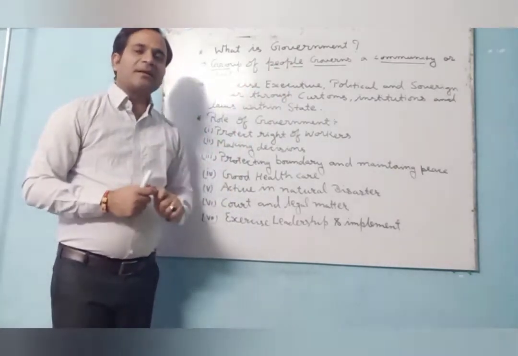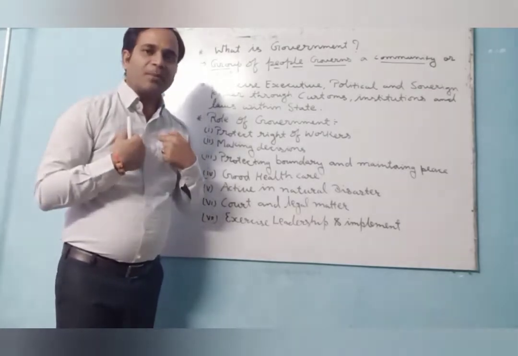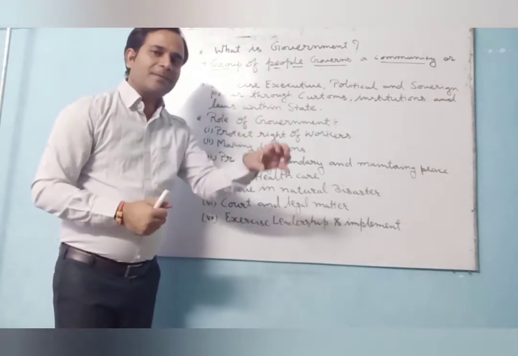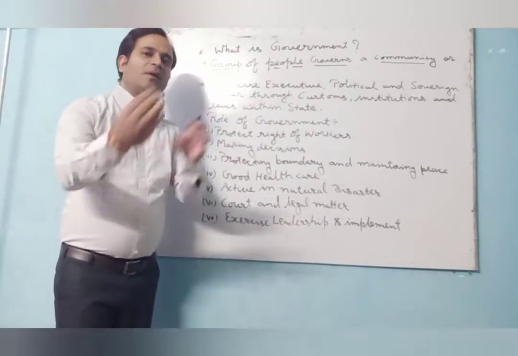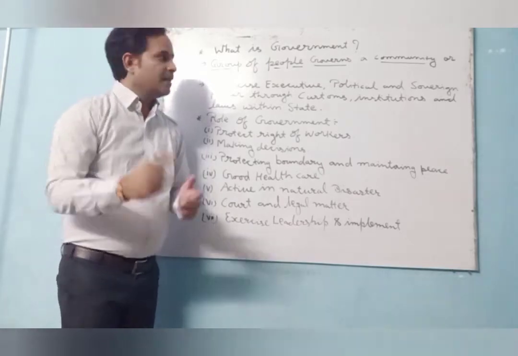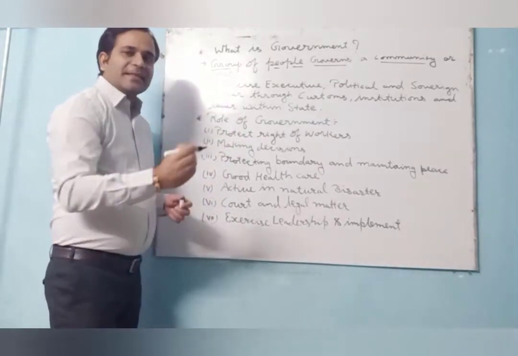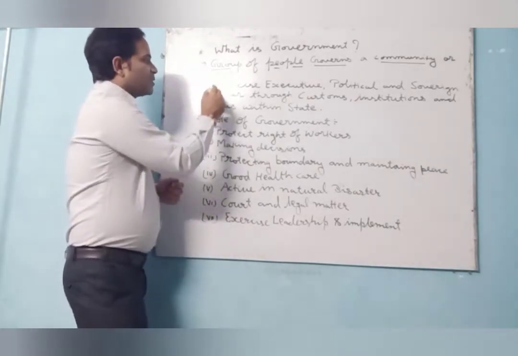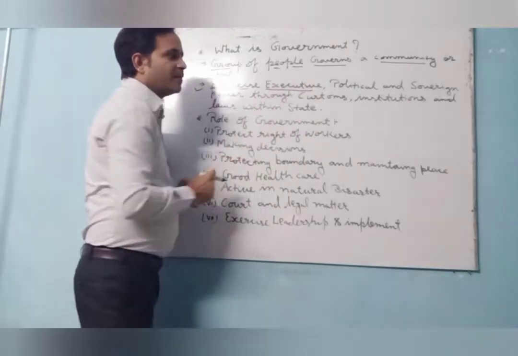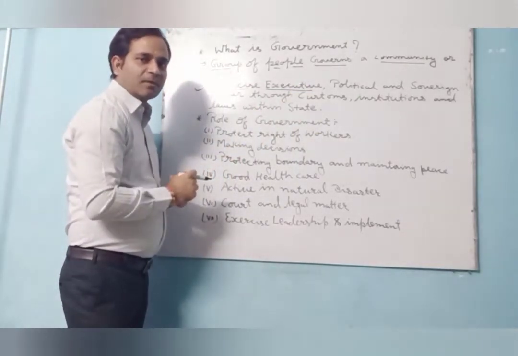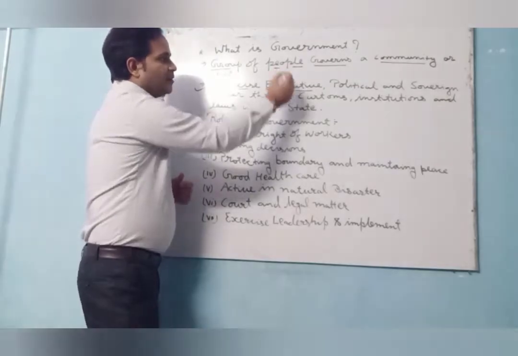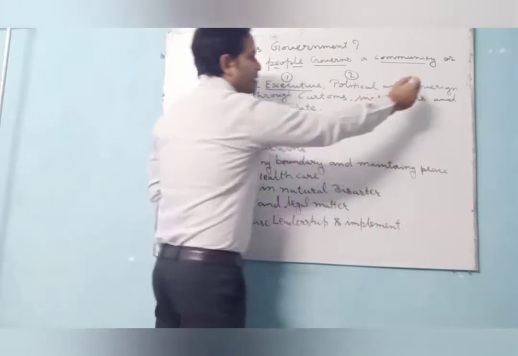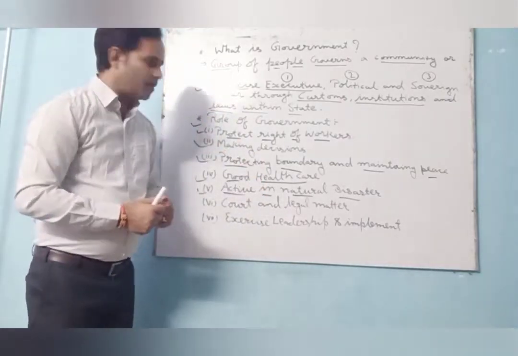In a democratic country, you all know that we, the people, have the power to choose a representative, and the representative indirectly governs us. Let's see what the basic duties of this government are. First, exercise executive power. The executive power of the government comes first. Second is political power, and third is also a role of the government.